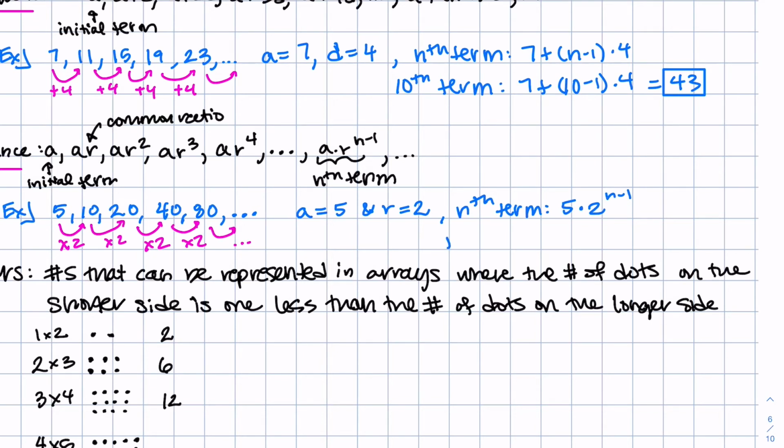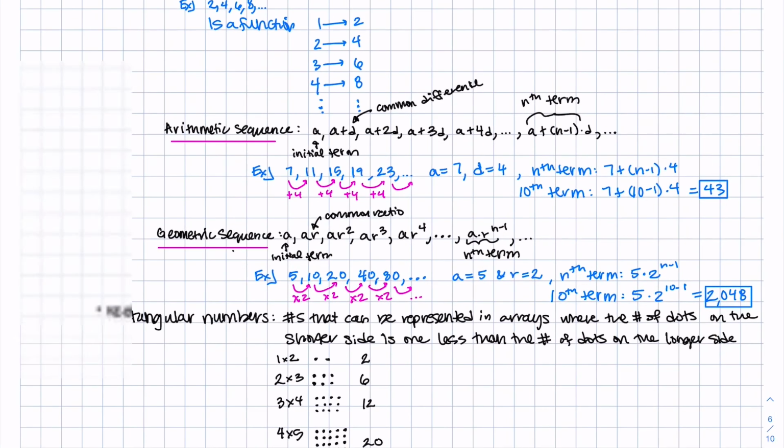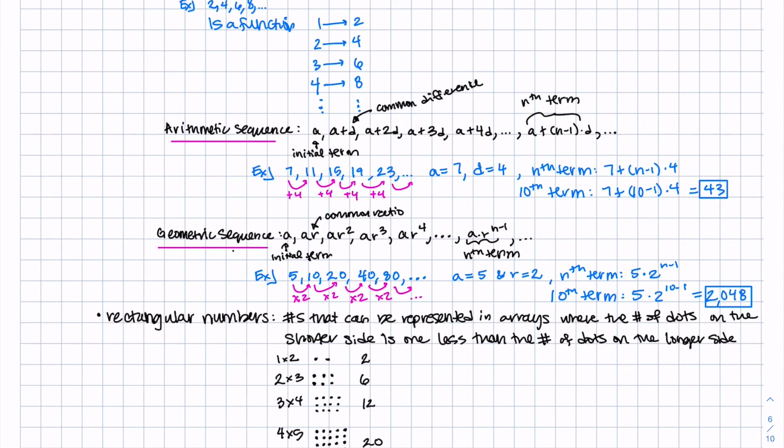So the 10th term, specifically, I could ask for any term, but if I wanted to find the 10th term, that would be 5 times 2 to the 10 minus 1, or 5 times 2 to the 9th, which should be 2048. Great. So those are two different types of sequences.